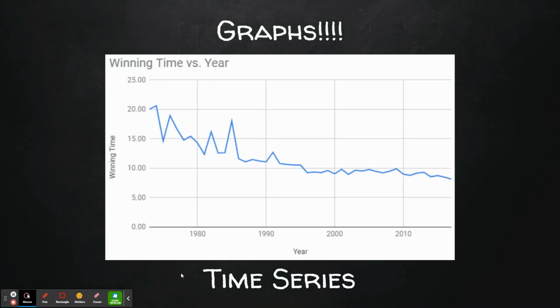Right, a time series graph is also sometimes referred to as a line graph. And time series basically just indicates that one of the axes, usually the horizontal axis, refers to time. And so here, this is actually a line graph of the Iditarod race that's up in Alaska and the winning time in days for the race. You can see that early in the 70s and 80s, a lot of variability in times, and we've kind of smoothed out and become more consistent over time.